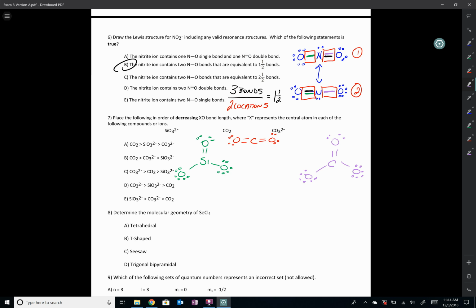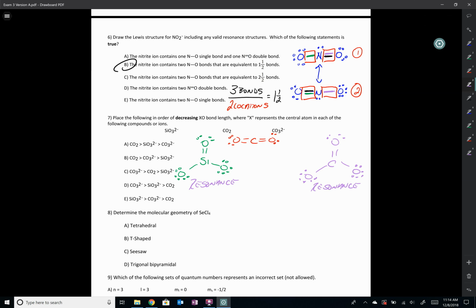So now we got to think here. Decreasing bond length means we want the shortest bonds to be at the end of our list. We want to figure out which one has the shortest bonds and which one has the longest bonds. If you take a look at the structures in green and purple, you need to notice that these have resonance. Both of these have resonance structures.